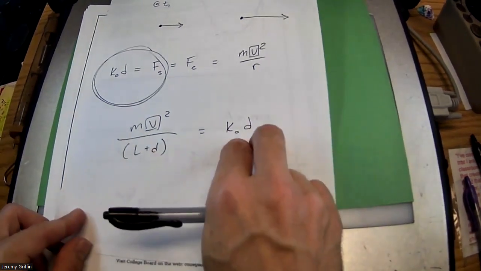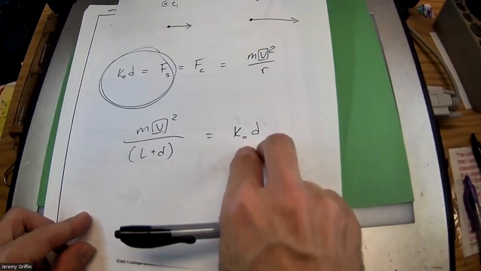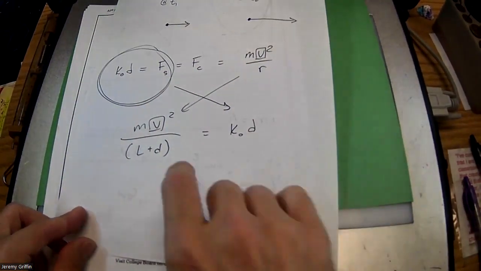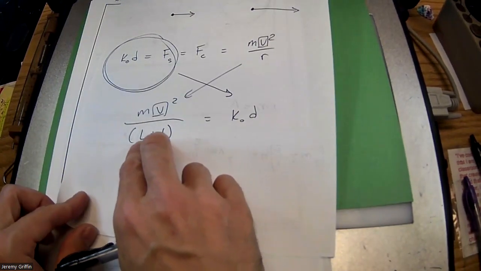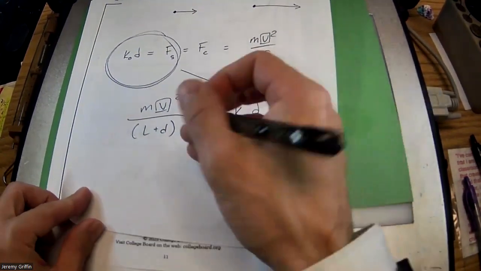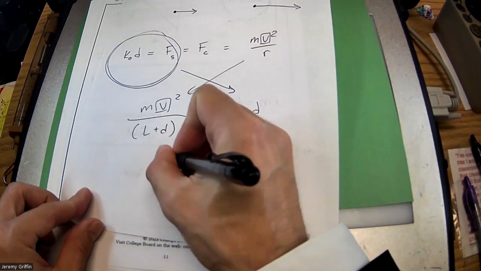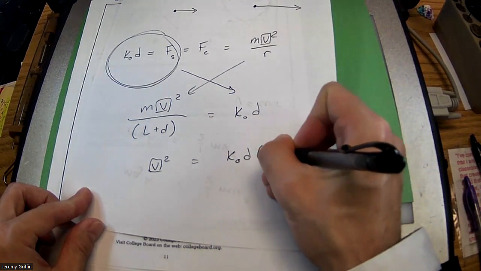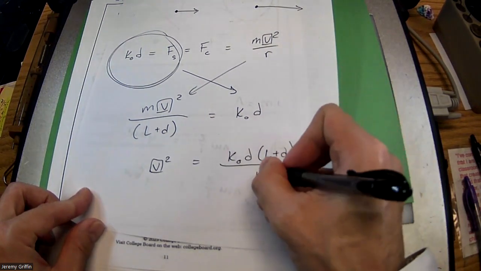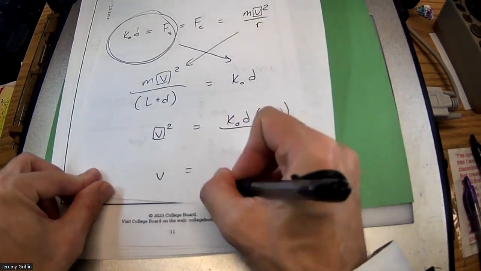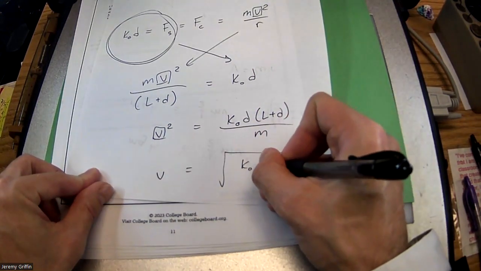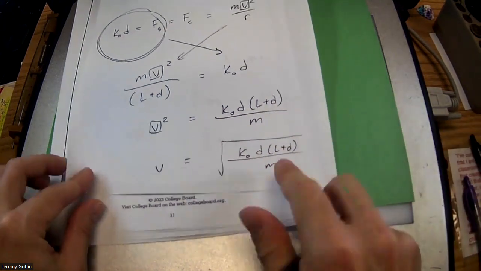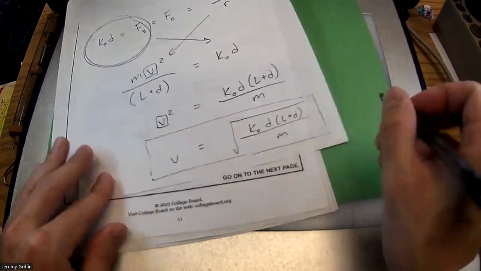This is a force, this is a force. So the centripetal force is provided by the spring force. Okay, you guys see that, right? So we're solving for v. A few algebra steps: cross multiply this L plus D, divide the m down. So v squared is equal to k D (L plus D), all divided by m, and then take the square root. v is the square root of k D (L plus D) all divided by m. I think that's exactly what they were looking for.